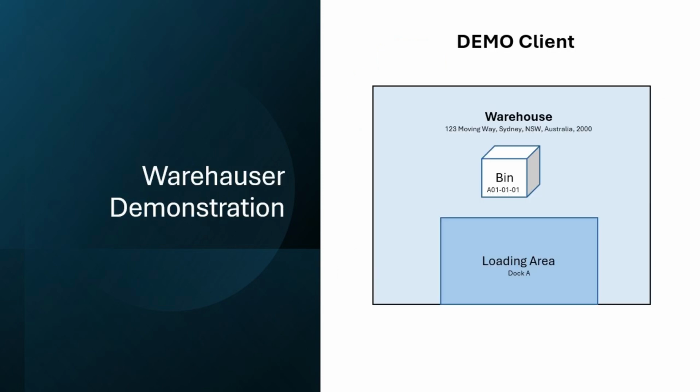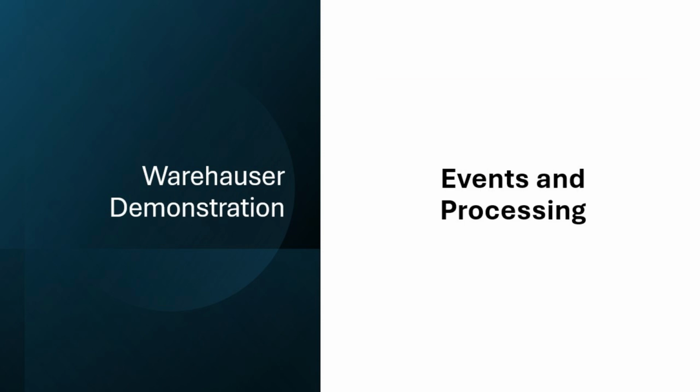In the previous video, we learned how to create a WMS using Warehauser. To recap, we now have all our definitions declared and the initial environment set up. This includes a warehouse building in which we nested a loading area and a single bin. In this video, I will demonstrate how to use events and event processing to manage product moving through our demo warehouse.